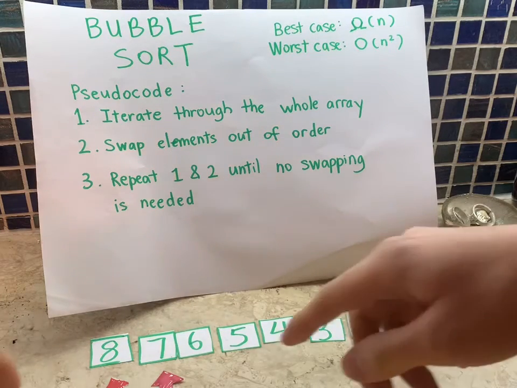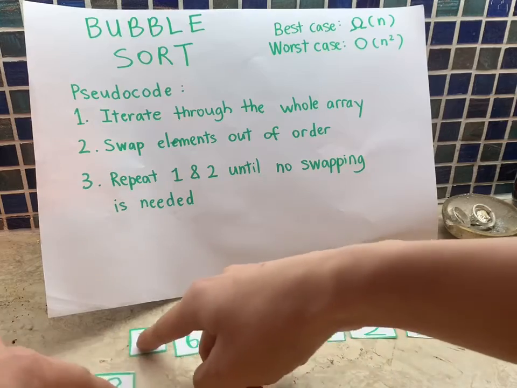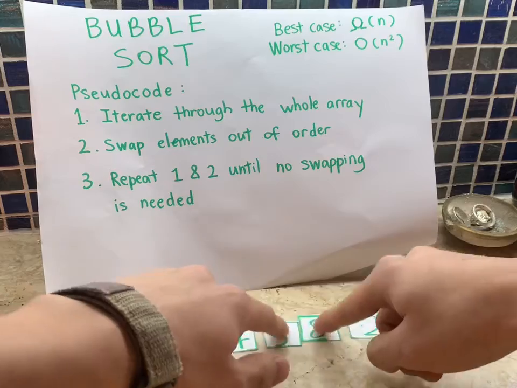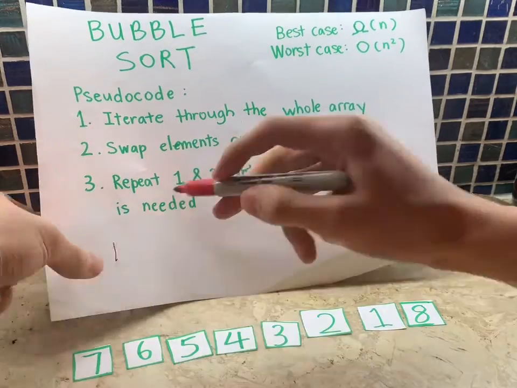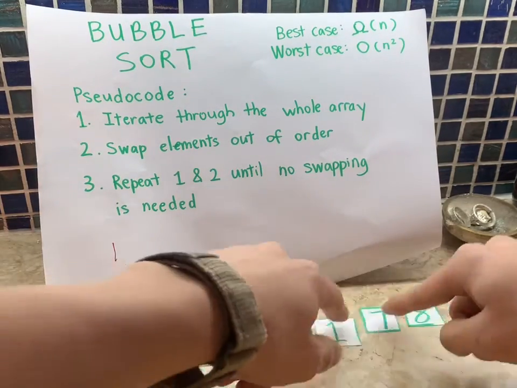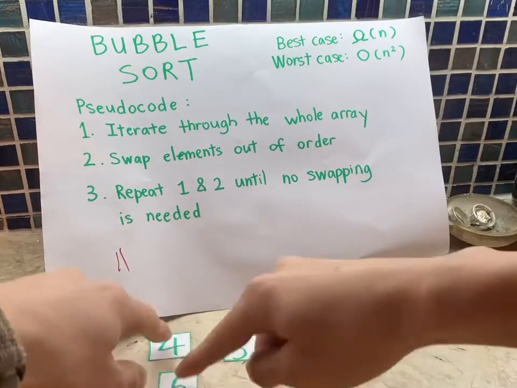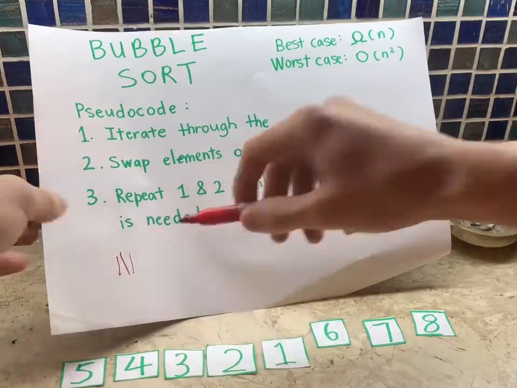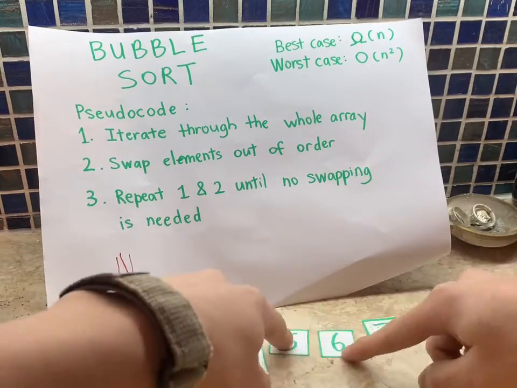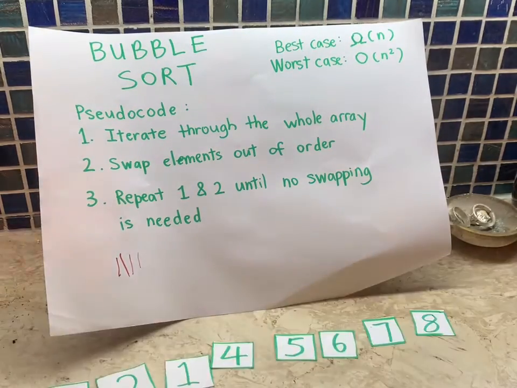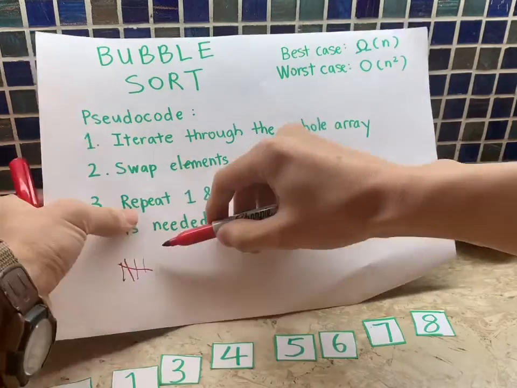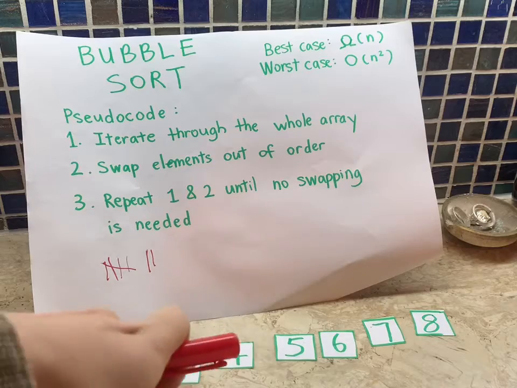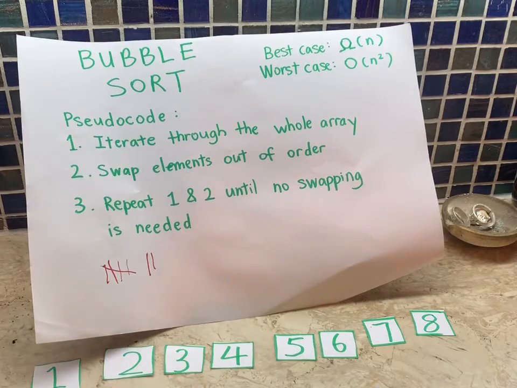I am going to keep track of how many rounds of iteration I'm taking. So after 7 rounds of looping through the array, we end up with a sorted list. But the algorithm has to iterate through the list one more time to make sure that it's actually sorted.